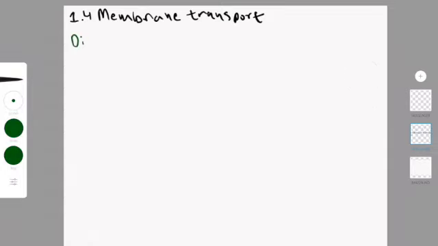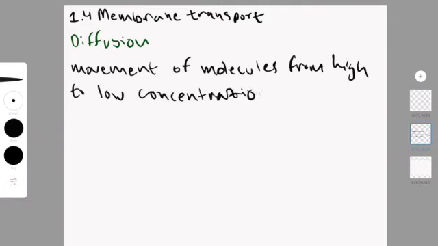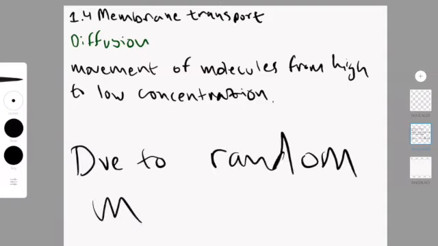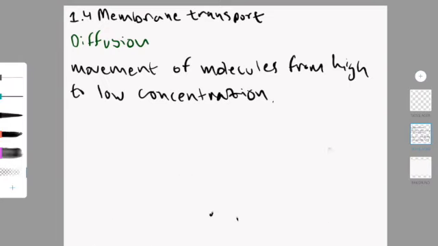The first thing we'll be talking about is what diffusion is. Diffusion is the movement of molecules from high to low concentration. High to low concentration is also called down the concentration gradient, which is another term that is usually used. Diffusion in general is just due to random movements of molecules. Over time, the molecules will move around and things will be transported.